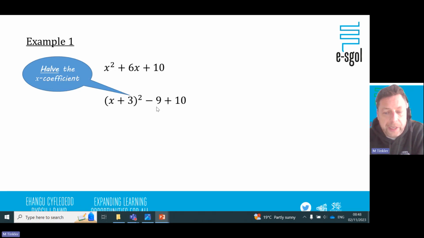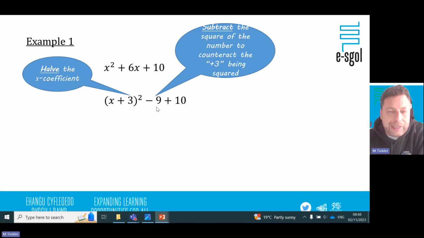Then the next bit is minus 9. Now where's that come from? We subtract the square of the number to counteract the plus 3 being squared. What I mean by that is, if I foiled this out, or box gridded it out, or multiplied out the double brackets, I would end up with x squared plus 6x plus 9, because 3 squared is plus 9, but I don't want a plus 9. So I take away the 9 straight away. So I've done 3 squared is 9, take away 9 to counteract, it disappears, leaving me a plus 10.